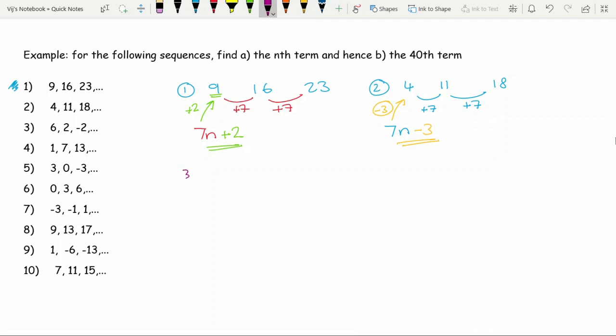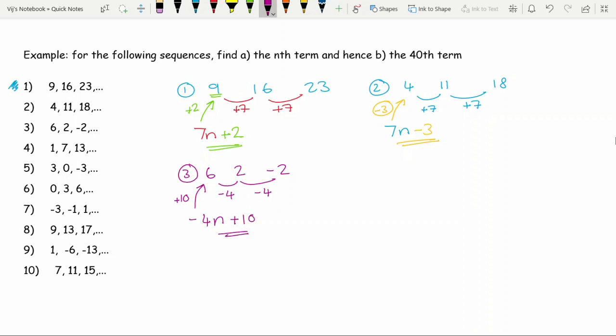For number 3, we've got 6, 2, minus 2. So you can see here that the sequence is going down, and it's going down by minus 4. So I'm going to have minus 4n in the formula, and then I need to think to myself, what do I need to do to get from minus 4 to 6? Well, I need to add 10. So it'd be minus 4n plus 10.